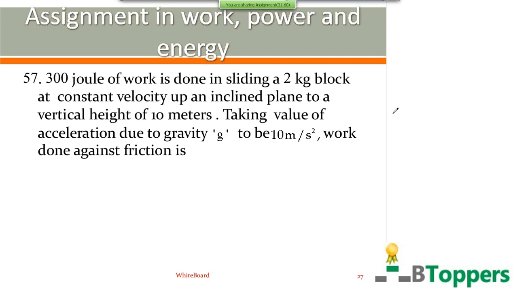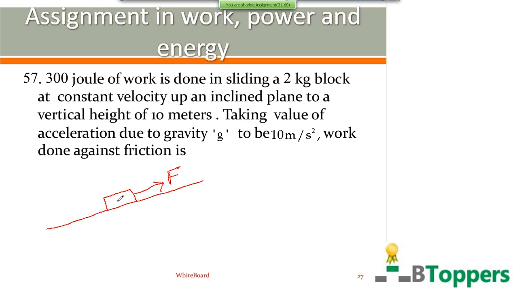So next I am going to discuss the question number 57. 300 joule of work is done in sliding a 2 kg block at constant velocity up an inclined plane to a vertical height of 10 meters. Taking the value of acceleration due to gravity g to be 10 meter per second square, the work done against friction is. So you are given the work done by the constant force applied on the body by an external agent.